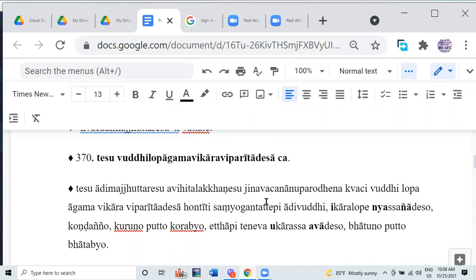I don't quite understand the relationship between those two words yet. So you said that Avihita Lakkhanesu is the Bahubbihi Samasa. Yes. And it refers to the sutta. Avihita Lakkhanesu is a Bahubbihi word modifying Adi Majjuttaresu. Adi Majjuttaresu is part of words. For example here, continue, okay?